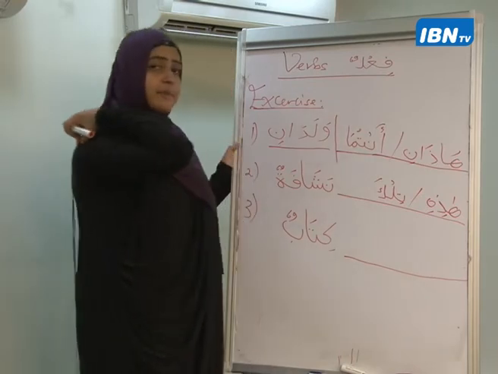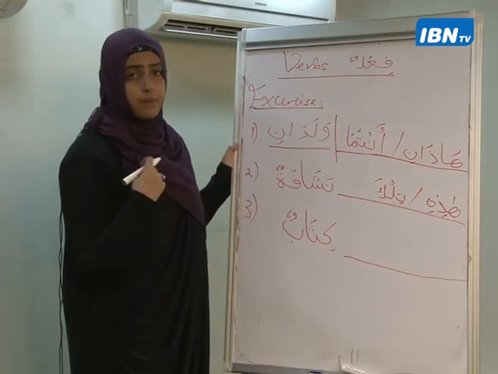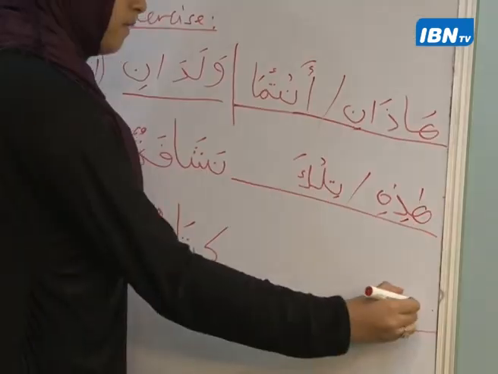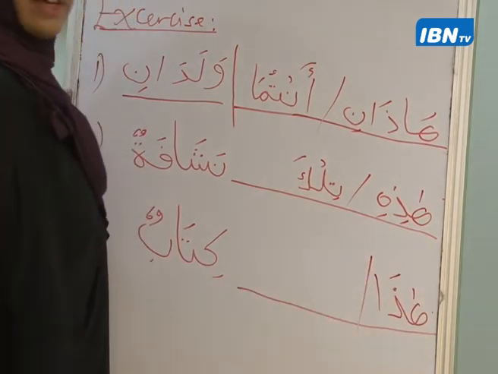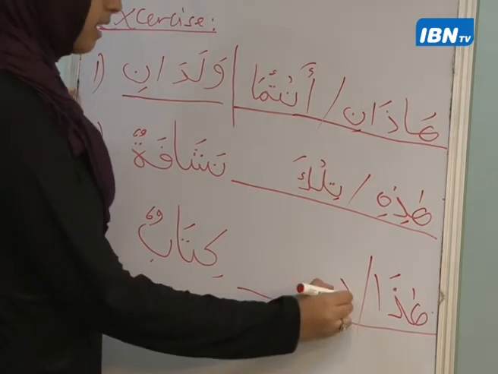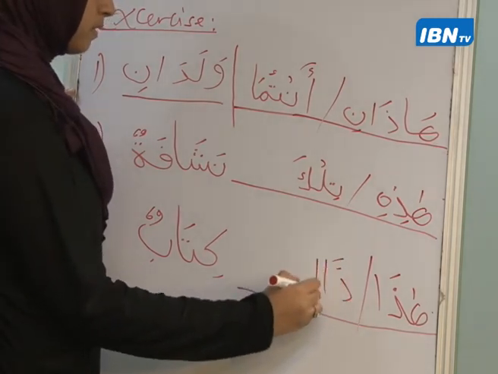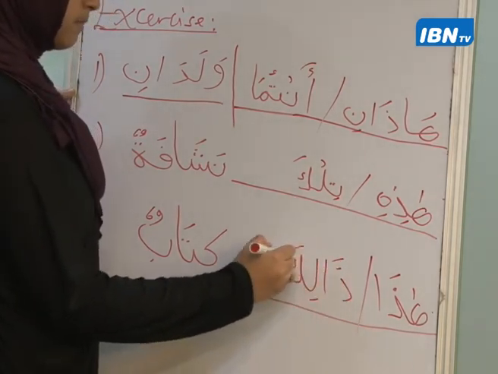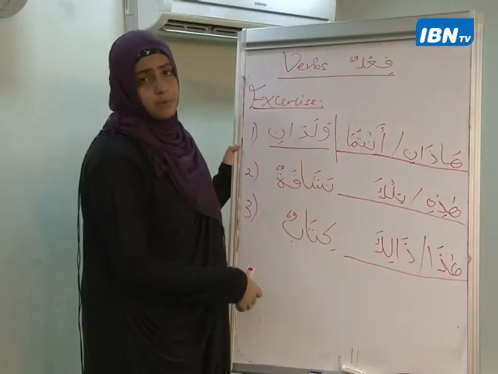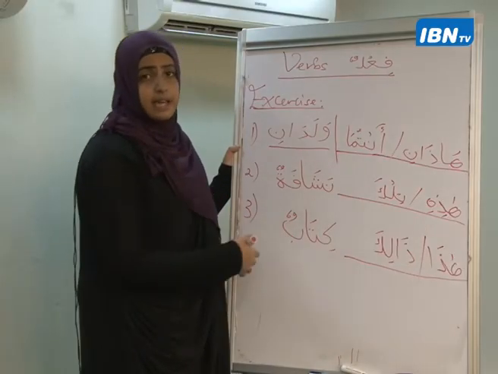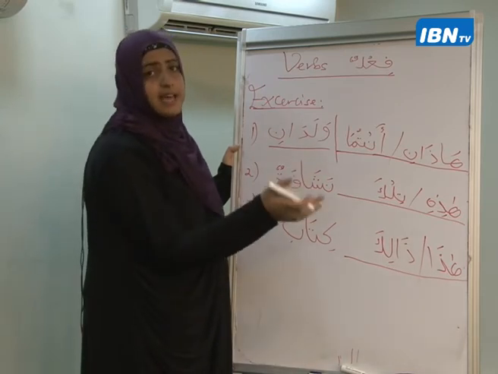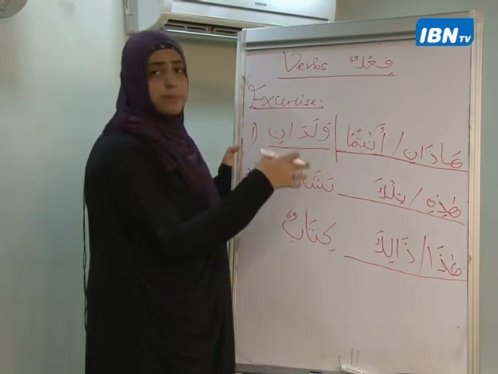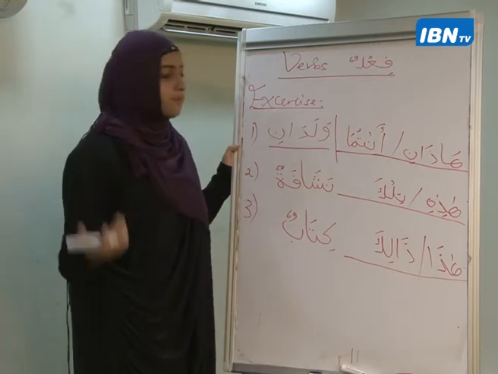Right, so for kitabun, any demonstrative pronoun that's appropriate, I can say hadha. Hadha kitabun, I can say dhalika. Hadha kitabun, that is a book, this is a book. Dhalika kitabun, that is a book. Alright, so this is how to form simple sentences using pronouns. This was just a recap of what we have been doing.